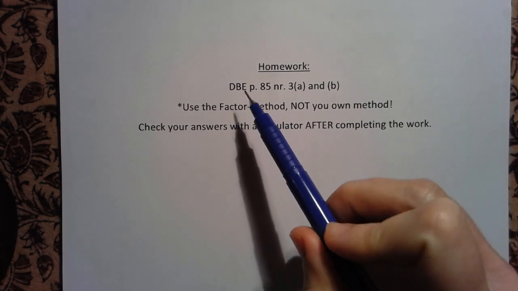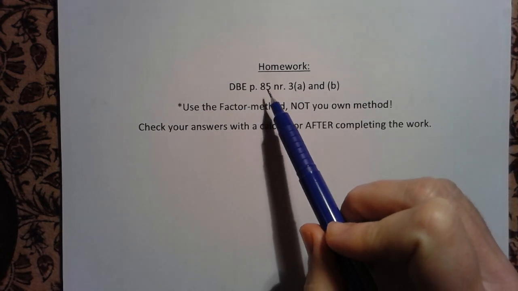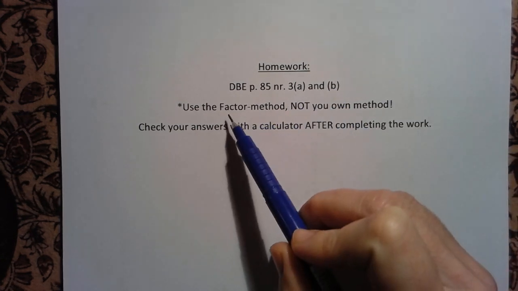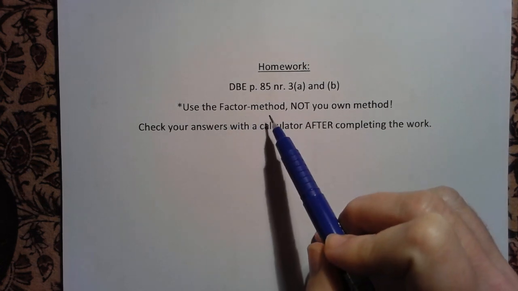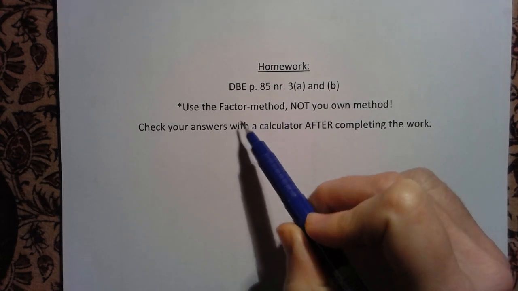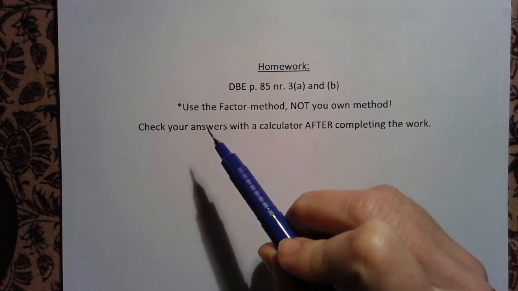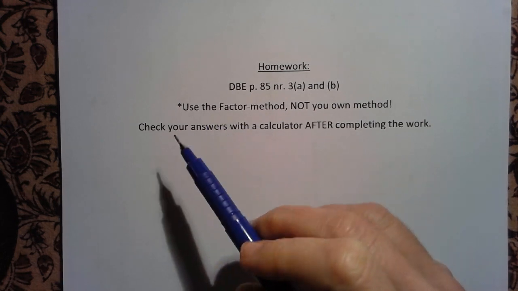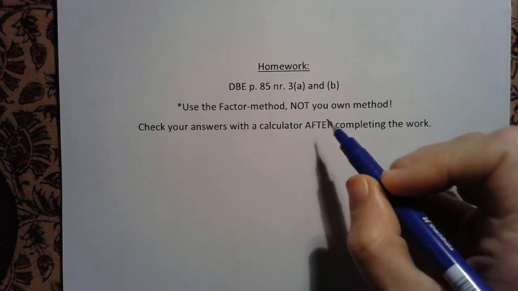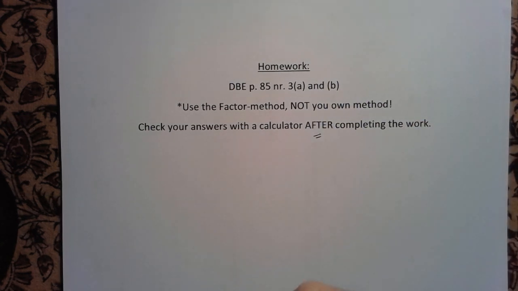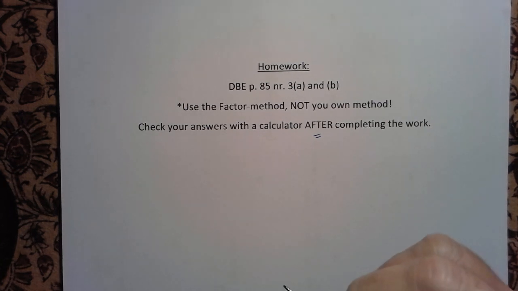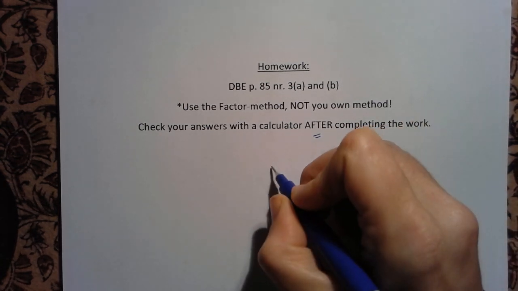Right, so go to the DBE book on page 85, and I would like you to do number 3A and B. Very important note here, use the factor method, not your own. Please don't take shortcuts. You need to get used to this method. So use it, go study it again, practice it, okay? And then when you are done, check your answers with a calculator after completing the work. Right, so now I hope that you will be able to multiply using factors.